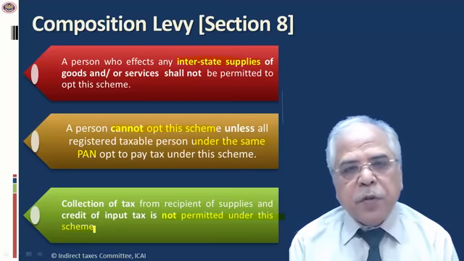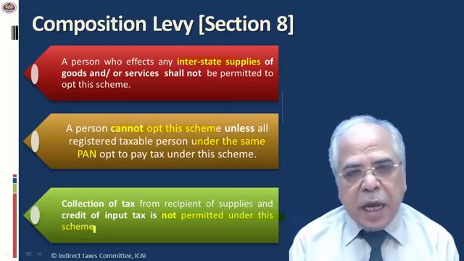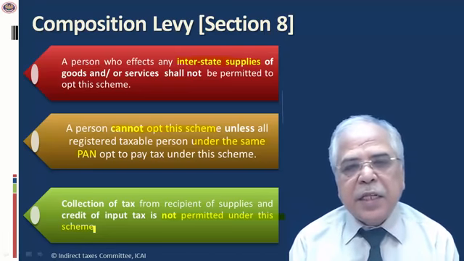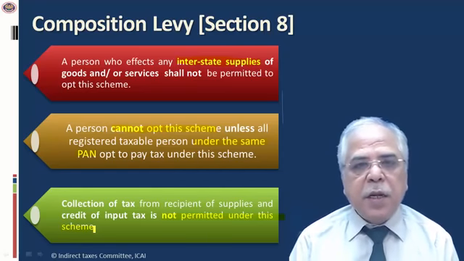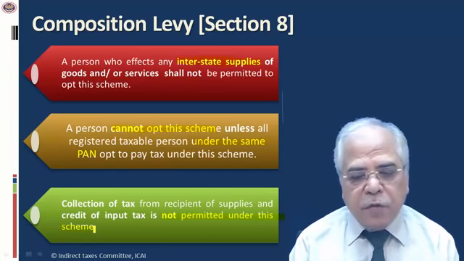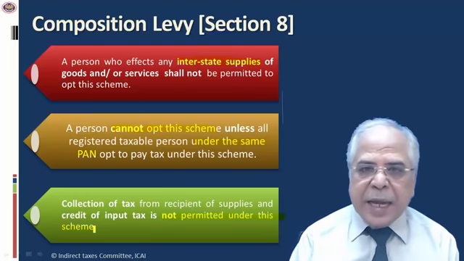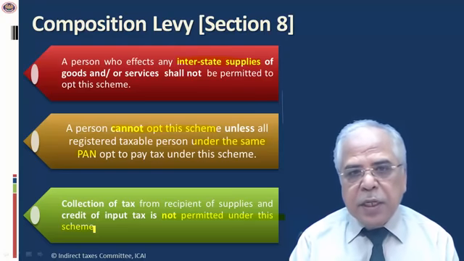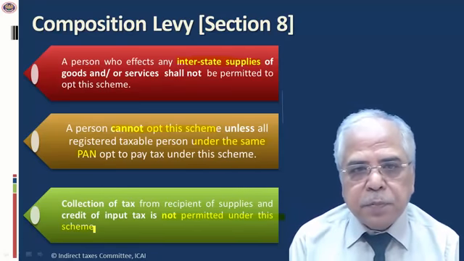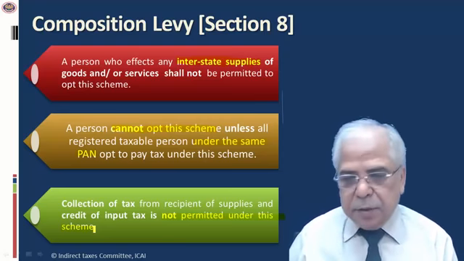The person who was opting for the composition scheme in the course of execution of a works contract was allowed to charge service tax, and the recipient was also allowed to claim credit for the tax paid to the composition dealer. But now under GST law, because they have followed the VAT pattern, the composition dealer cannot collect any tax from the receiver of supplies, and the composition dealer is not allowed to claim the tax credit on all the supplies which he has acquired for the purpose of making supplies.